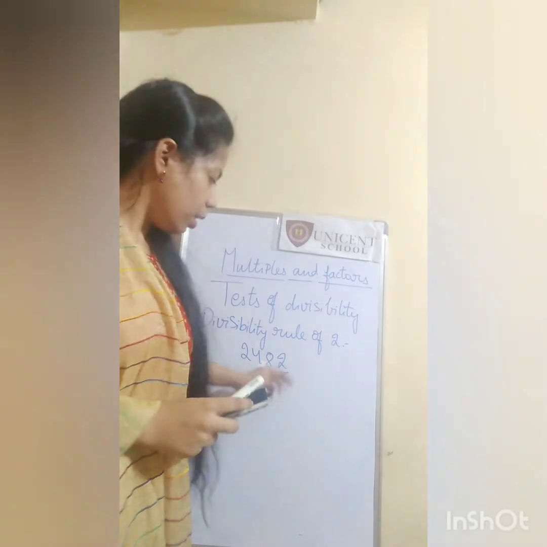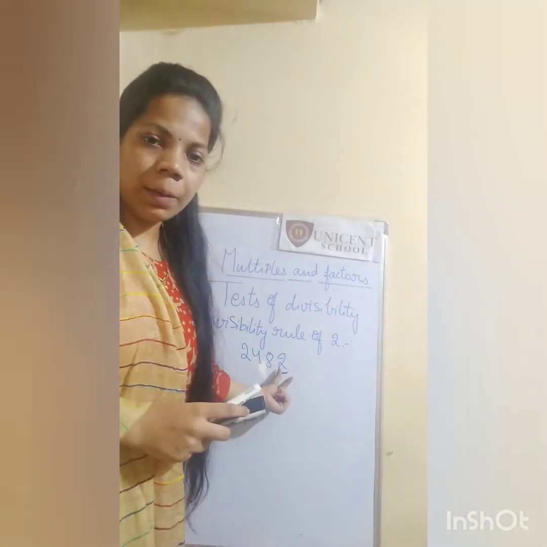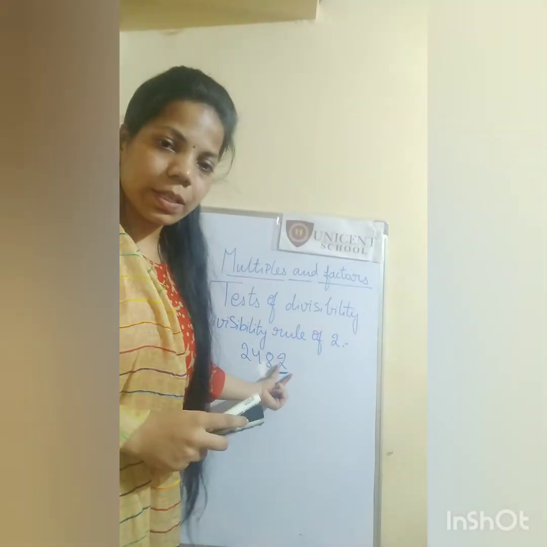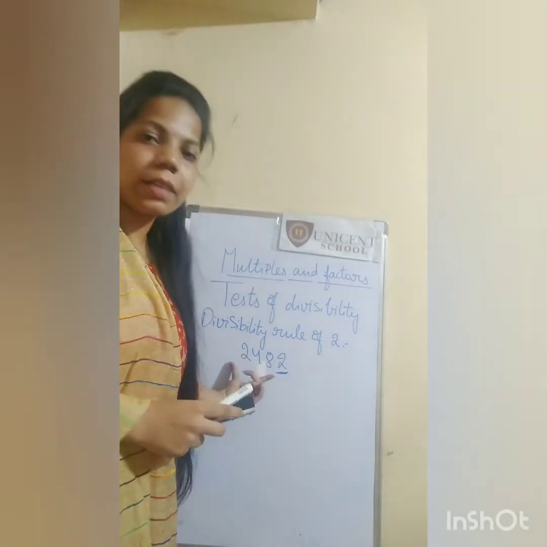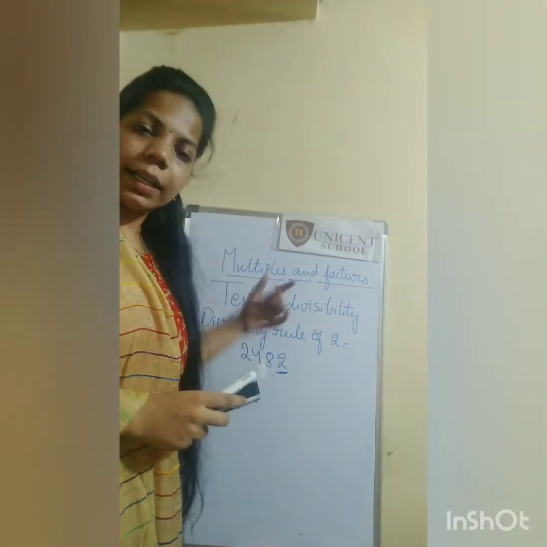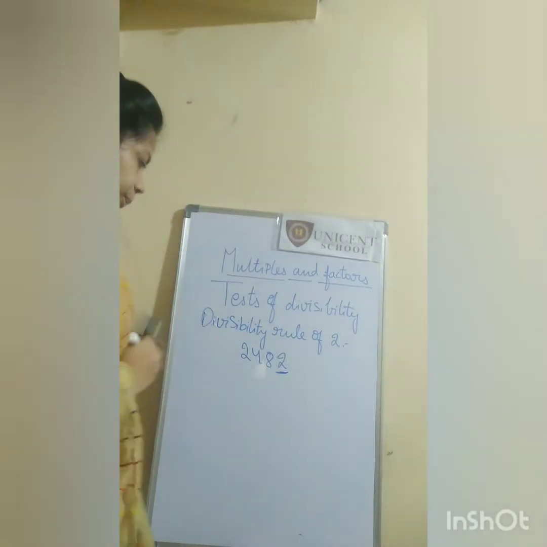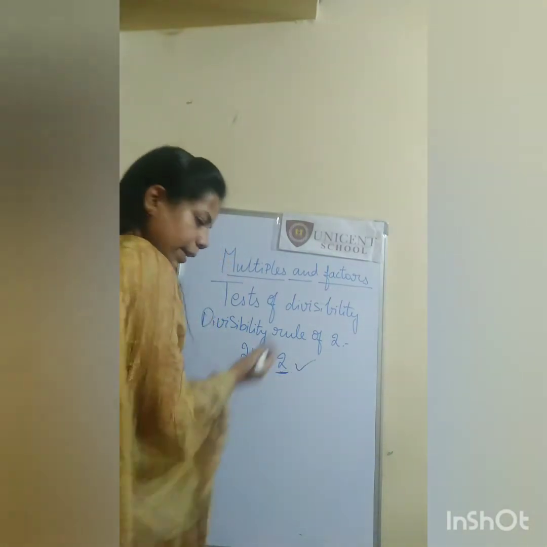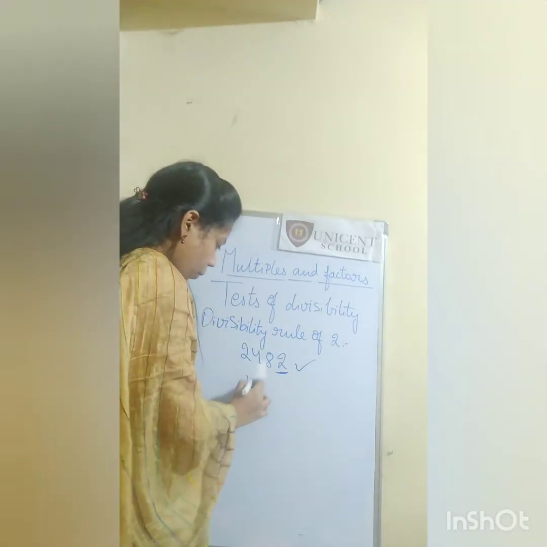Understood children? As 2 is an even number, the entire number is divisible by 2. Let us see some other example.